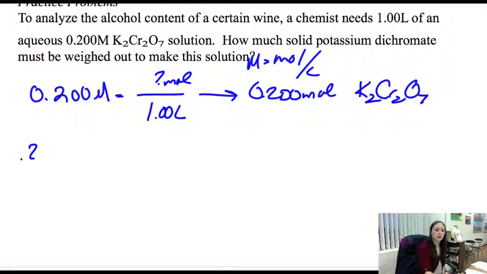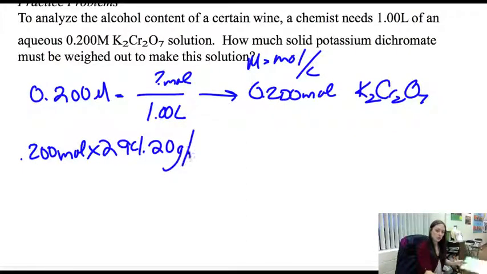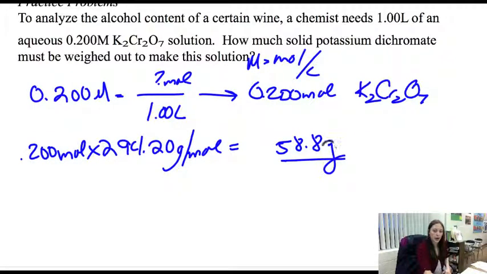So I take my 0.2 moles and I multiply by the molar mass of potassium dichromate, which is 294.2 grams in 1 mole. So I'm going to get the answer here of 58.8 grams. So you would add 58.8 grams of that potassium dichromate to make that molarity of a solution. And that's something that chemists do all the time when they're making solutions. Okay?